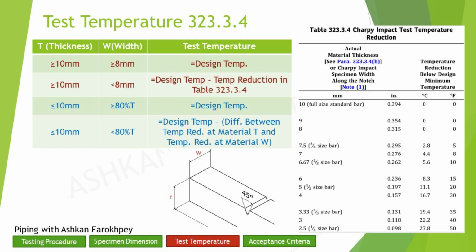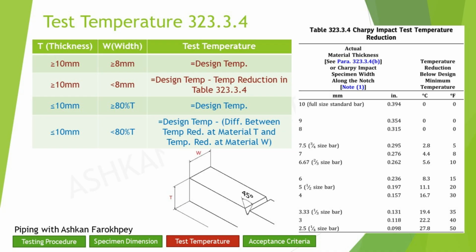Now let's move to the section where the code specifies the test temperature, section 323.3.4. For the selection of impact test temperature, 2 scenarios might happen. At the first scenario, which is highlighted by red inside the table, the material's thickness is equal or above 10 mm. Under this condition, if the width of the sample along the notch is 8 mm or above, no temperature reduction in test temperature is applied, which means the test temperature is still equal to minimum design temperature. On the other hand, if the highest obtainable width of the sample is below 8 mm, the temperature reduction on the right column must be followed.